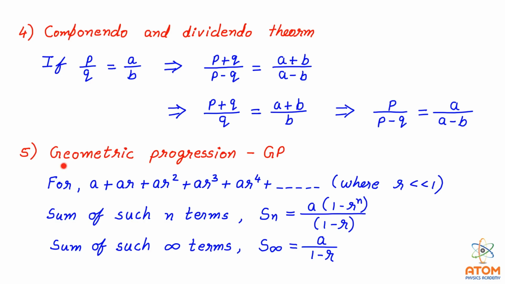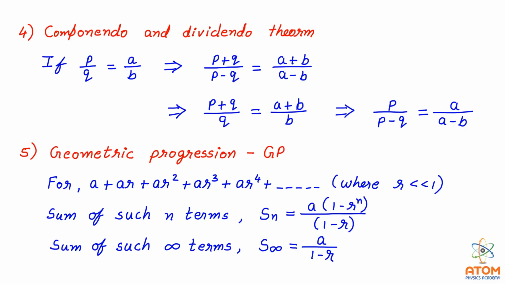Now fifth is geometric progression, shortly known as GP. If you are having an addition like a plus ar plus ar square plus ar cube plus ar raised to 4 and so on, where the value of r is very small and r is a common factor, then the sum of such n terms can be written as Sn is equal to a into bracket 1 minus r raised to n upon 1 minus r.